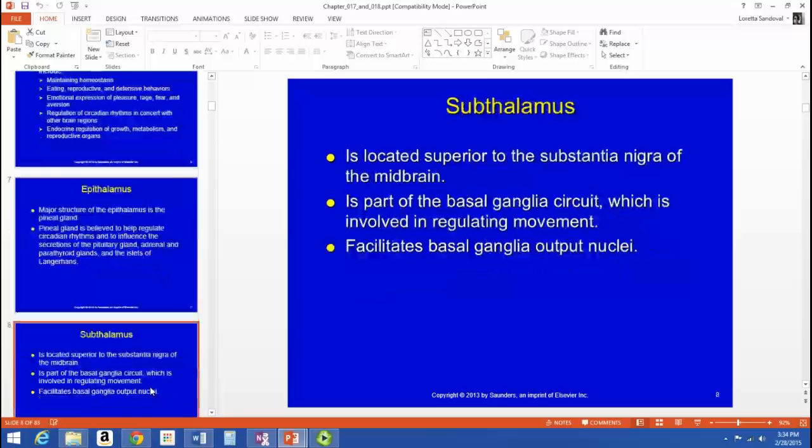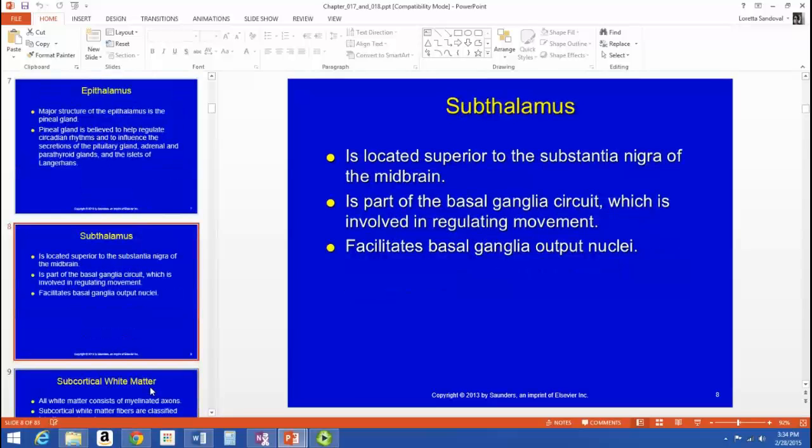circadian rhythms. So the subthalamus is located superior to the substantia nigra of the midbrain. So we know the midbrain is at the top of the brainstem, at the superior portion of the brainstem, and the subthalamus is just above it. Okay, it's part of the basal ganglia circuit. It's involved in regulating movement. Part of what it does is it facilitates output from the basal ganglia nuclei.